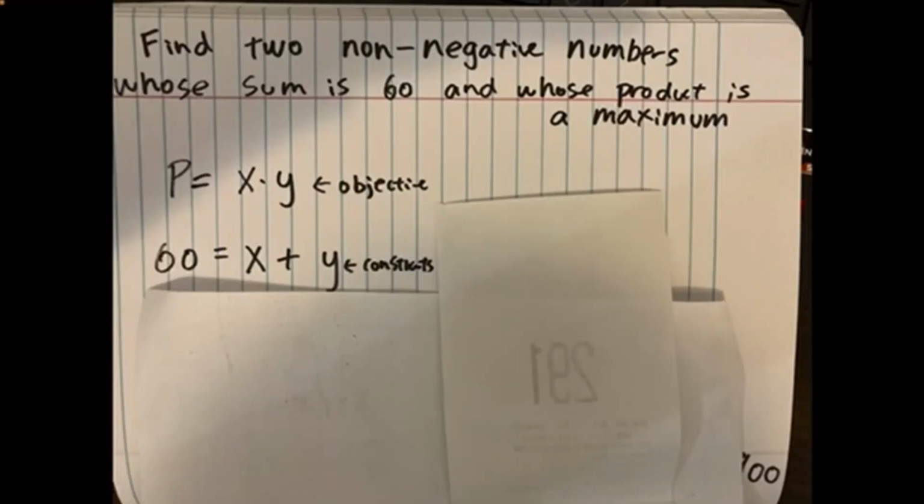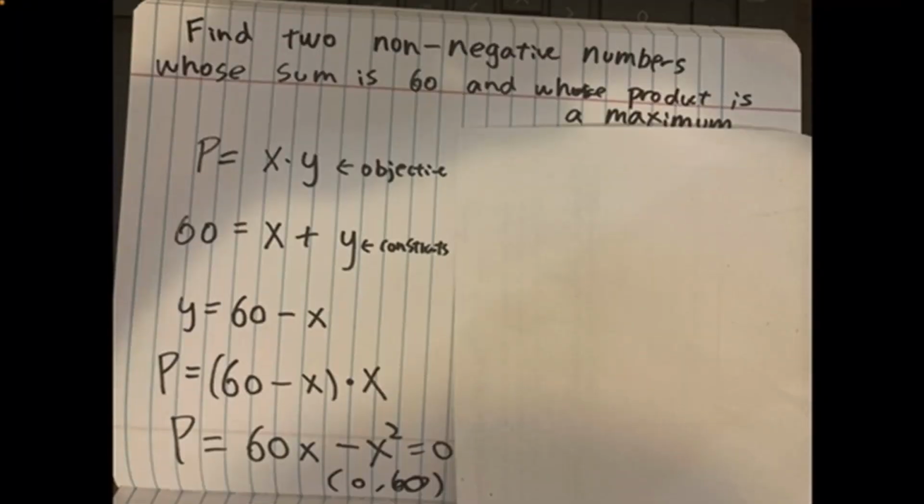Find two non-negative numbers whose sum is 60 and whose product is a maximum. So we cannot use a picture for this question because it's algebraic, but we can find the objective function, which is P equals x times y, and 60 equals x plus y would be our constraint for this question.